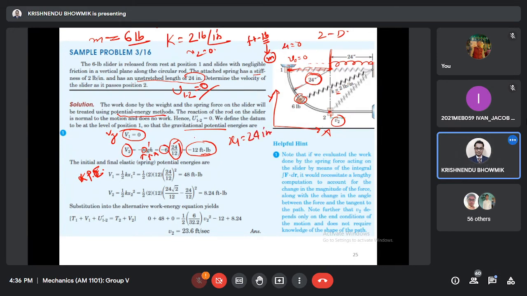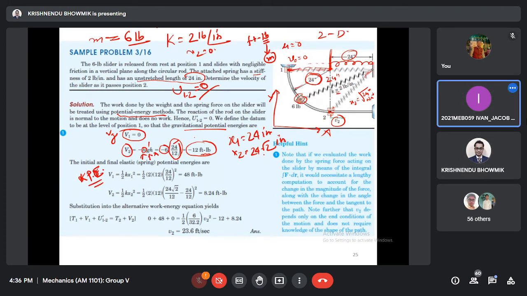For x2, what is this length? We have to calculate it. To calculate this length, you can see this is 24, this is also 24. What is this length? It is square root of 24 square plus 24 square. So x2 equals 24 root 2 inch. Then the change is 24 root 2 minus 24. Yes, this is the length.